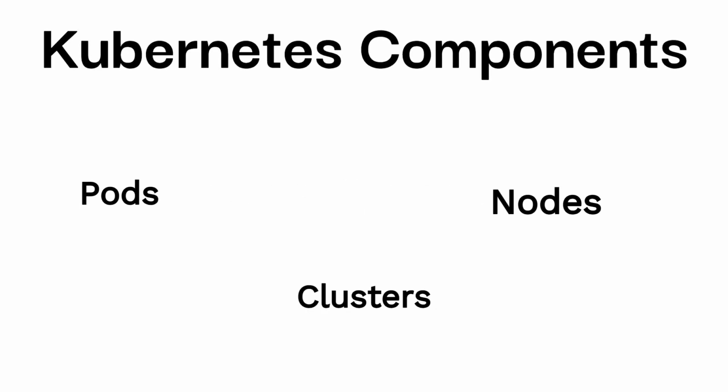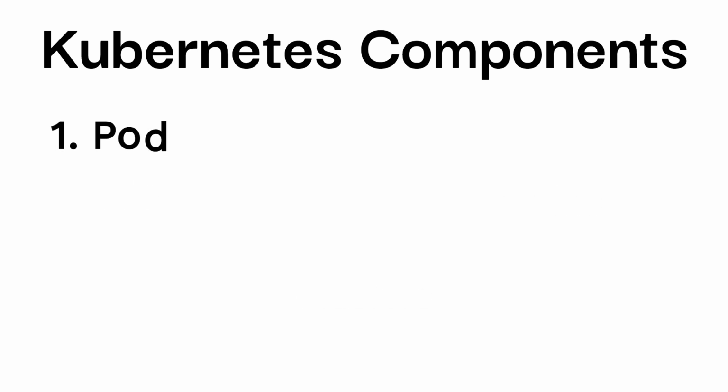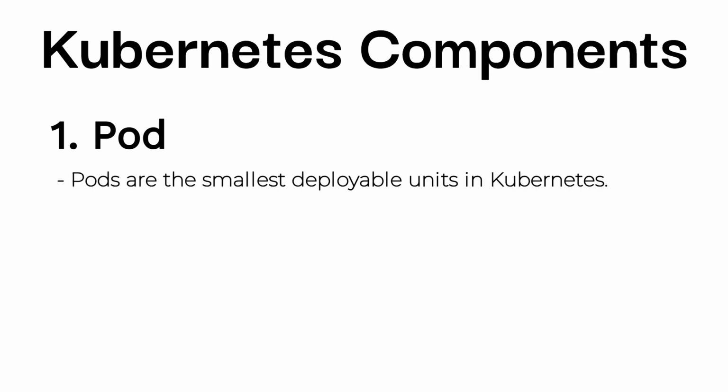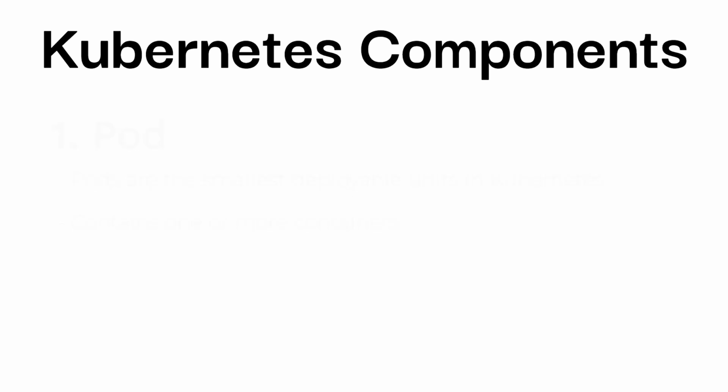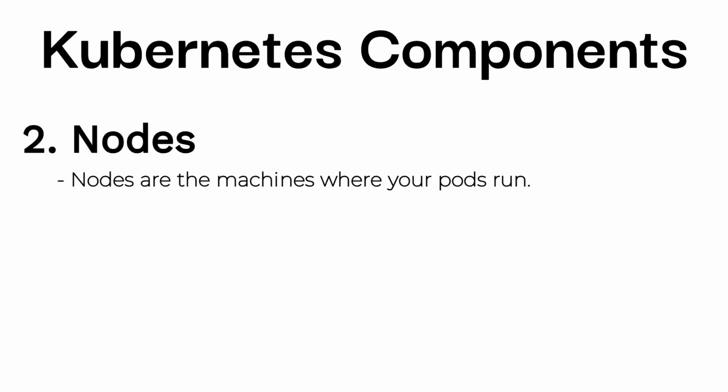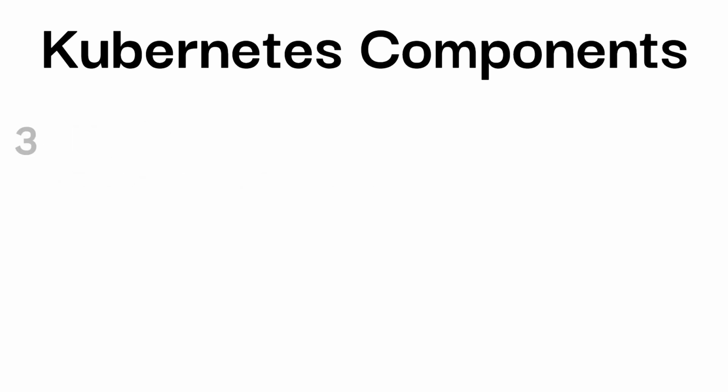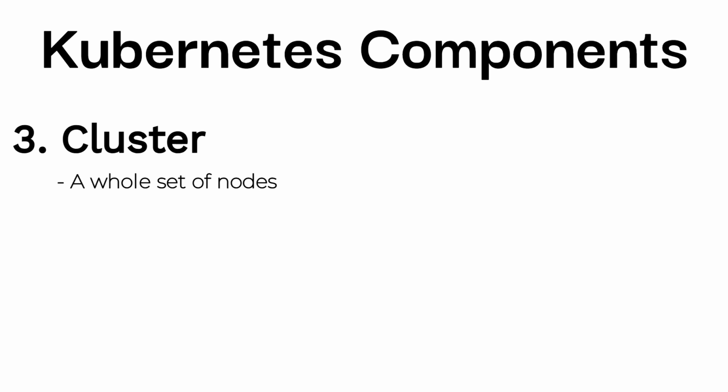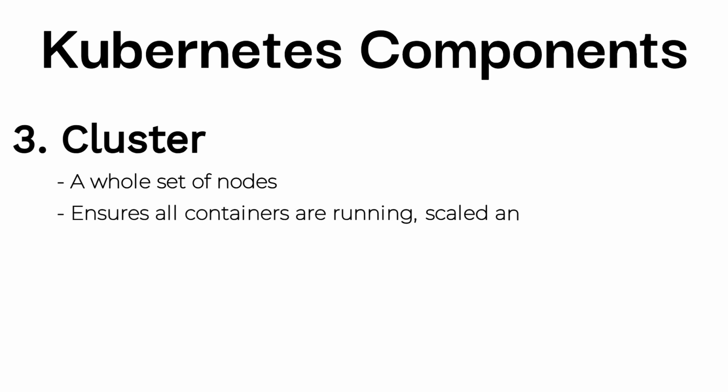Now, let's briefly look at some of the core components in Kubernetes. First, we have pods. Pods are the smallest deployable units in Kubernetes, and they can contain one or more containers. Next, nodes. Nodes are the machines where your pods run. A Kubernetes cluster is made up of multiple nodes. And speaking of clusters, that's the whole set of nodes that Kubernetes manages. It ensures that all your containers are running, scaled, and maintained.